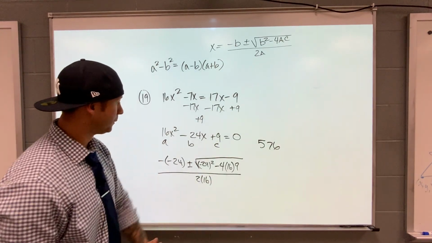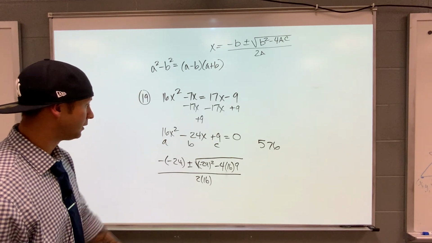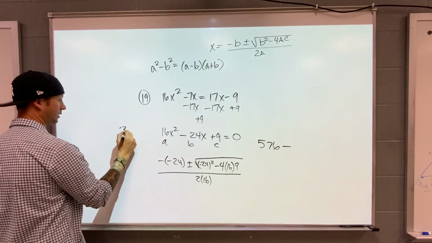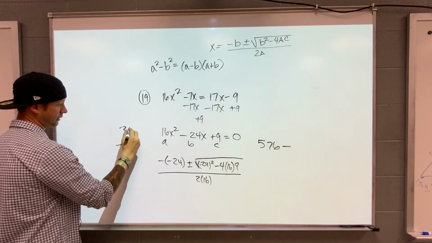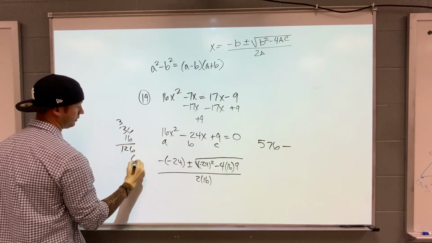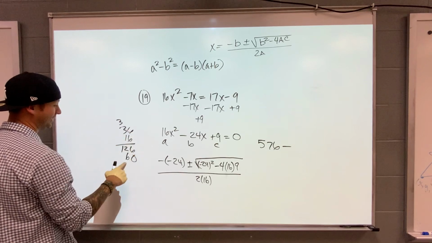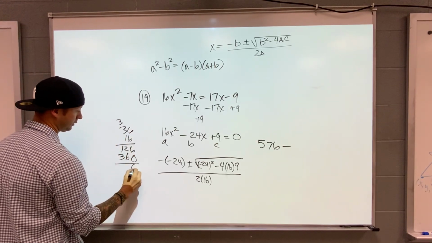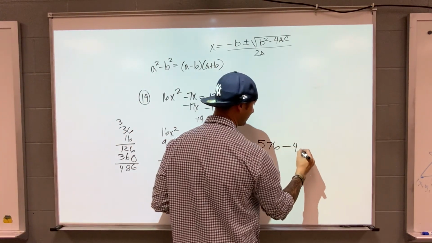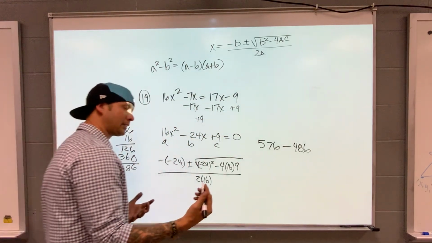Then I'm going to do, what do I want to do? 4 times 9 times 16. So this is going to be 36 times 16. 6 times 6 is 36, 9, 10, 11, 12. 1 times 6 is 6. 1 times 3 is 3. So 6, 8, 4, 576 minus 576 minus 486. It's a positive number. That's a good thing. We're going to get 2 roots.